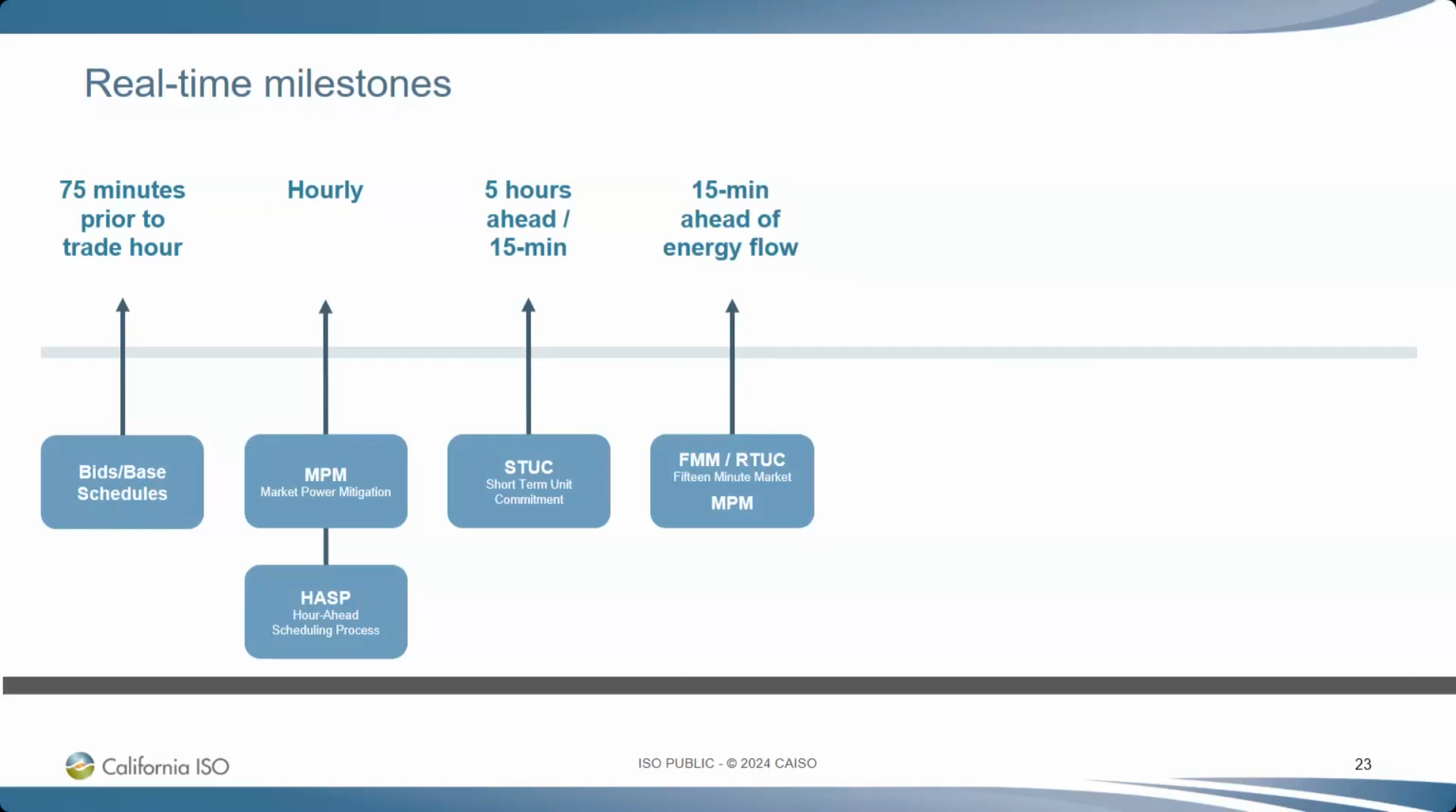RTUC is real-time unit commitment. RTPD, if you're talking to the operators, is real-time pre-dispatch, but that's looking at every 15 minutes. And the reason it's there is because of the variable energy resources, because that requires more precision because of their more volatile nature. So that's being looked at at this point.